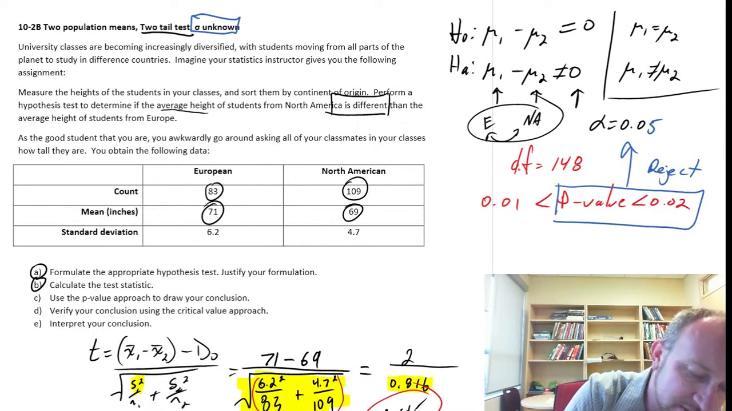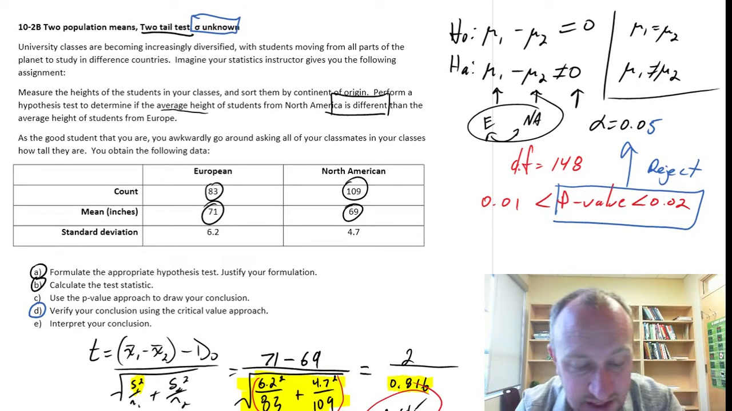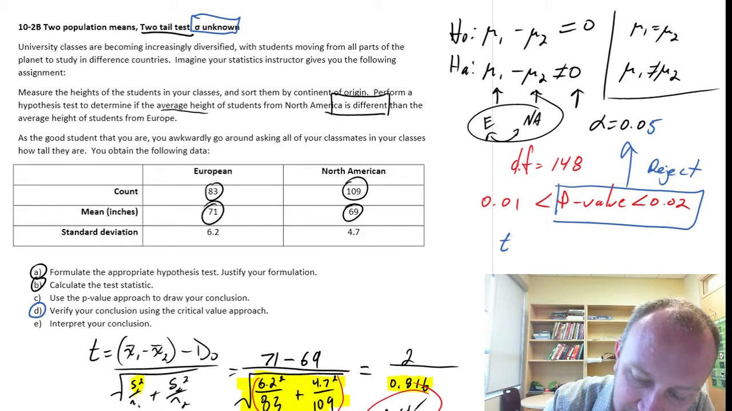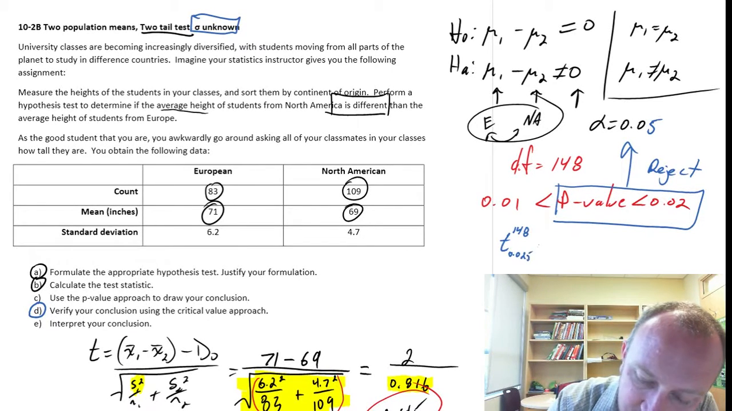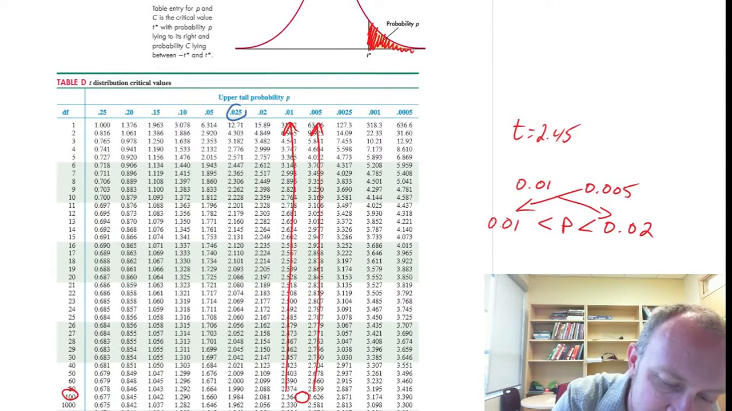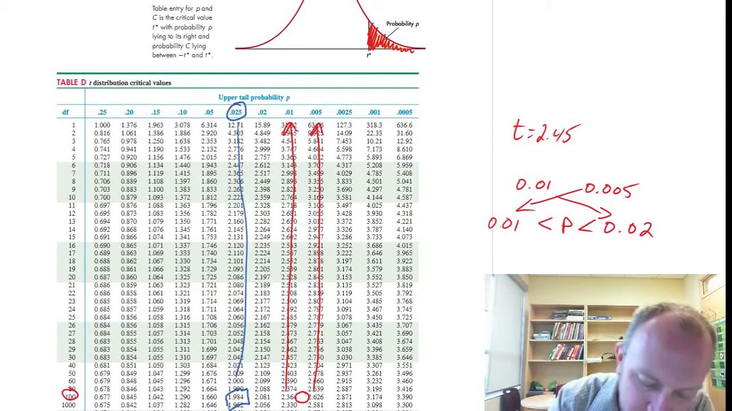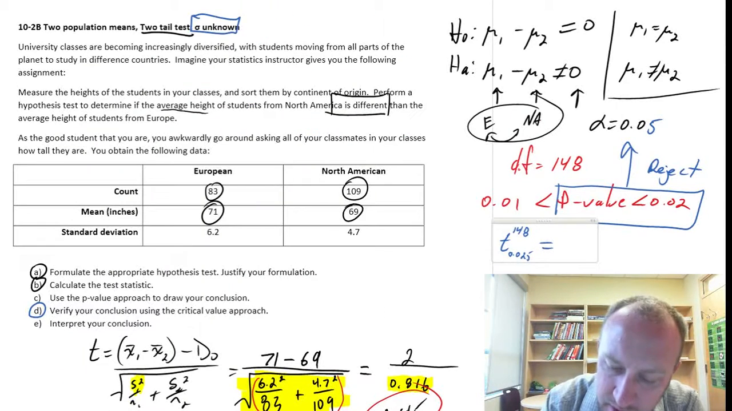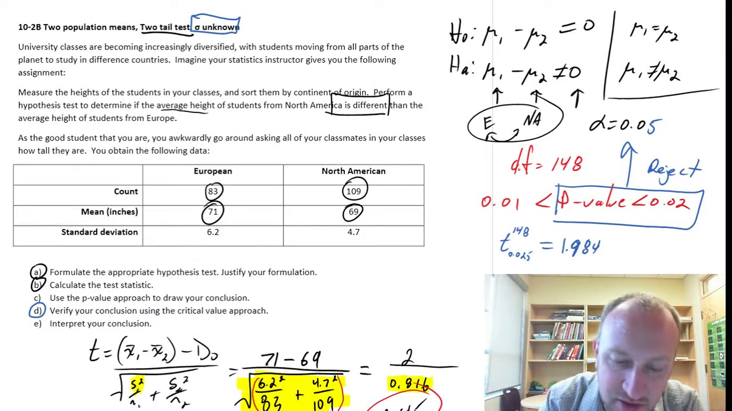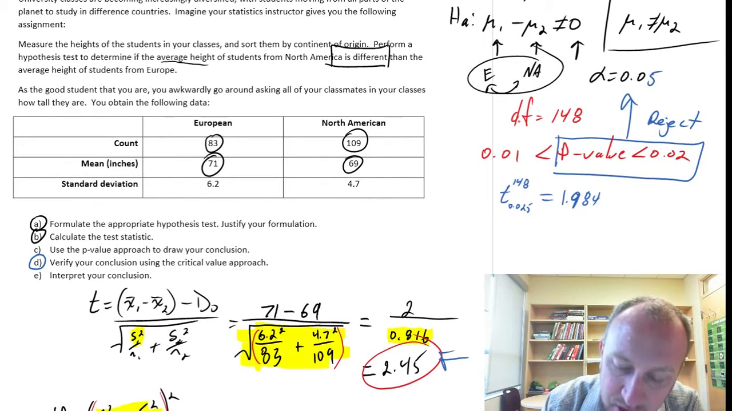If we continue on with the critical value approach, so we can do that as well, we're looking for that t distribution, 148 degrees of freedom, and alpha divided by 2 is 0.025. And if we go to our t distribution, alpha 0.025 is there. So that's a critical value of 1.984. And again, we get the same conclusion with a test statistic of 2.45.